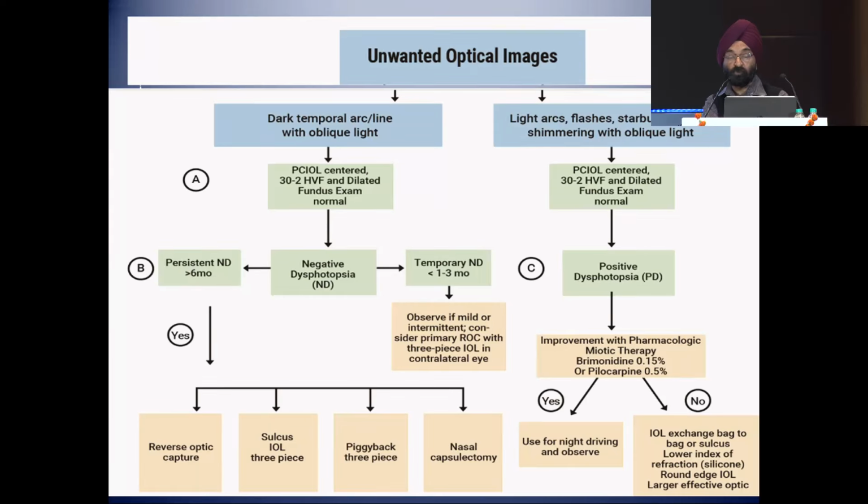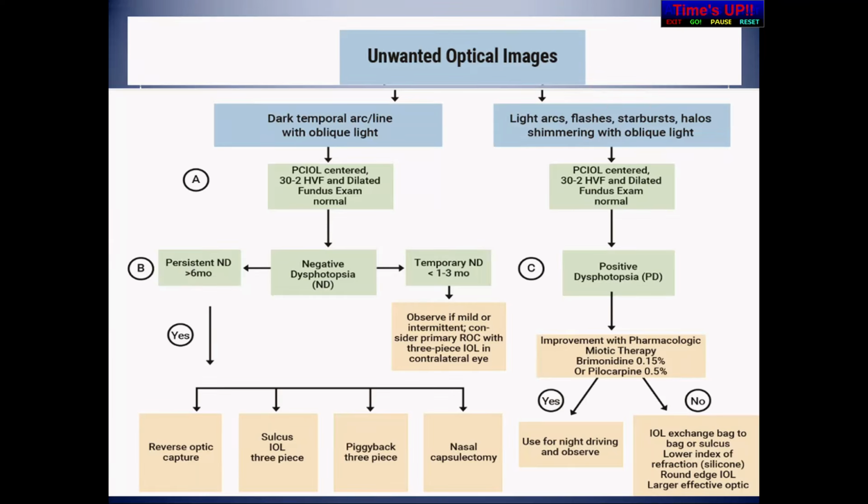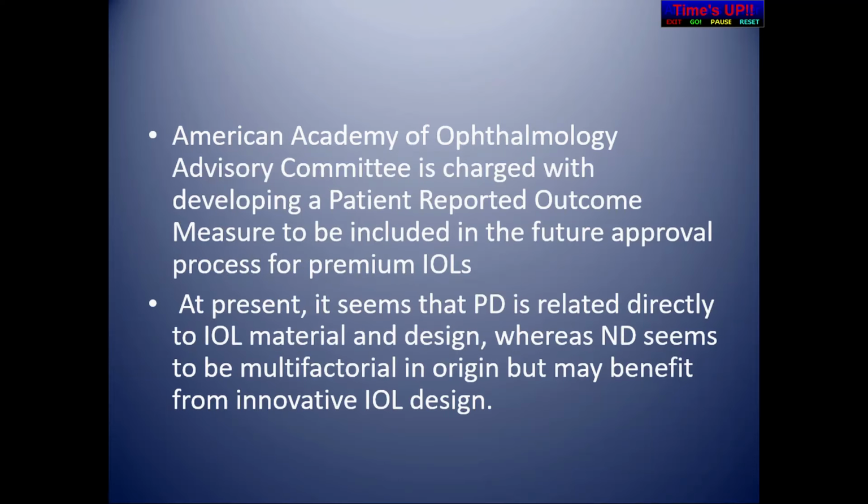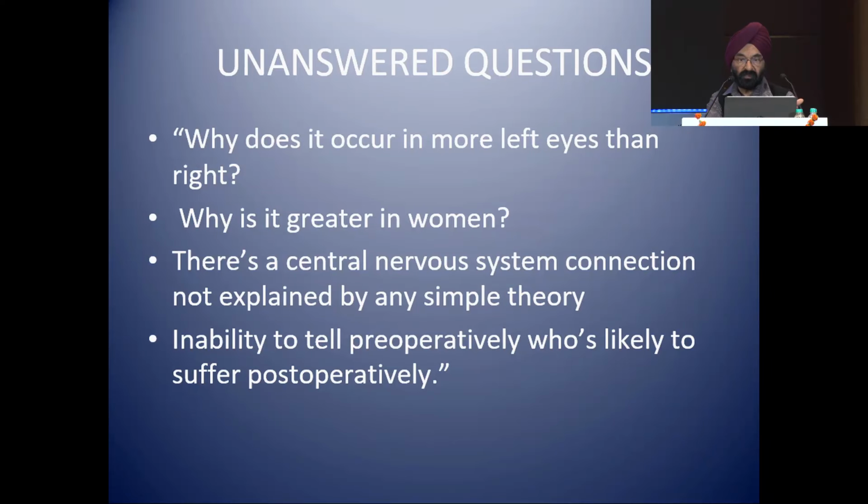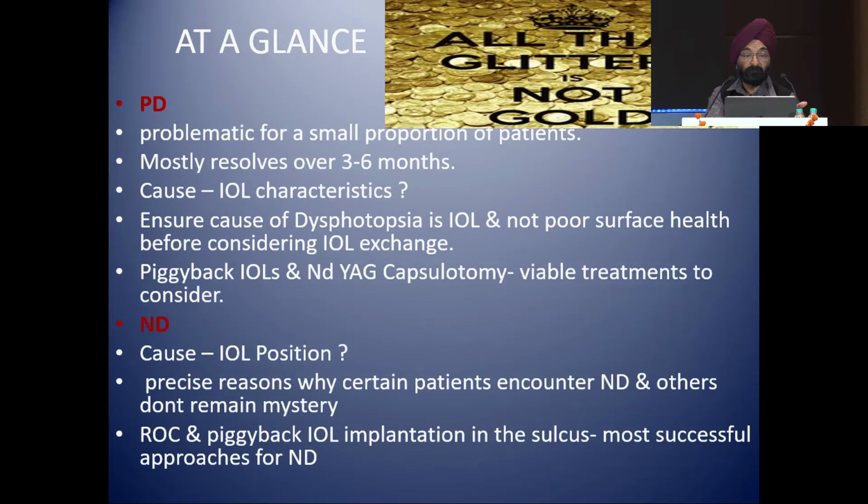So this is a flow chart which has been prepared, on how you have to go about tackling these patients. But there are still some unanswered questions. Why does it occur more in left eyes? Why is it greater in women? So there is a CNS connection which is not explained by any simple theory. So is IOL position the only cause?